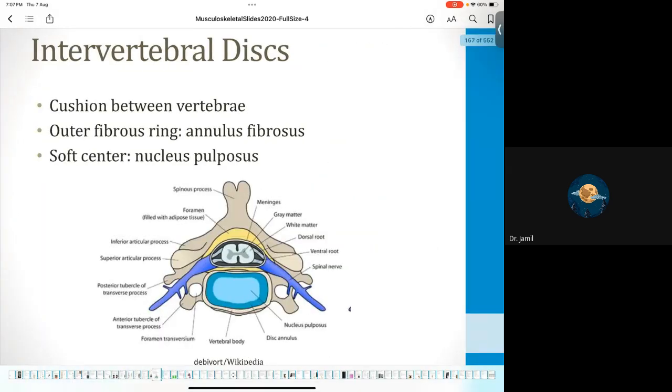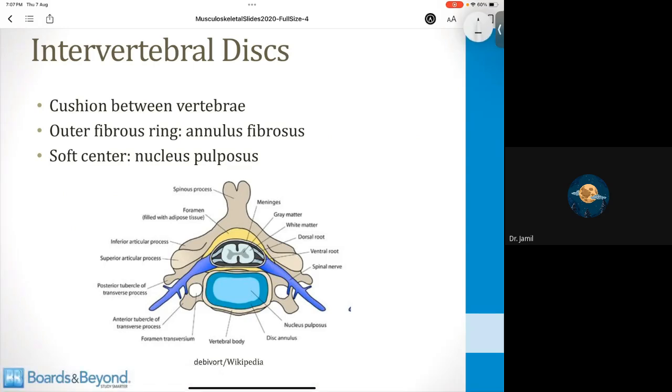You guys can see that the intervertebral discs are basically a cushion between vertebrae, right? So they're going to act as a shock absorber, right? These are the pads which are present between your vertebrae, cushions used for shock absorption, right?